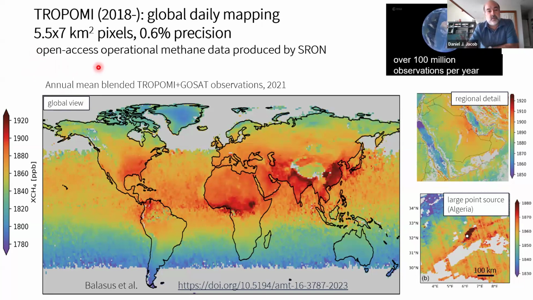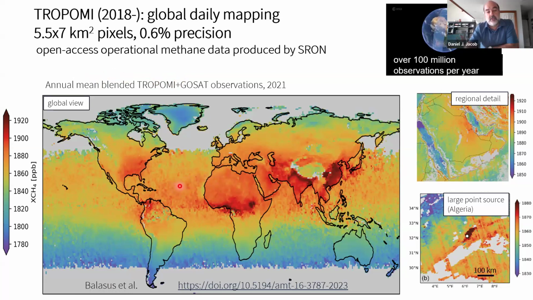And we at Harvard have been working to refine those observations by bringing in information from GOSAT through machine learning. This is work that was done by my PhD student, Nicholas Balasus. What I'm showing you here is a global mapping of methane from TROPOMI. And what you see is that methane can't hide.